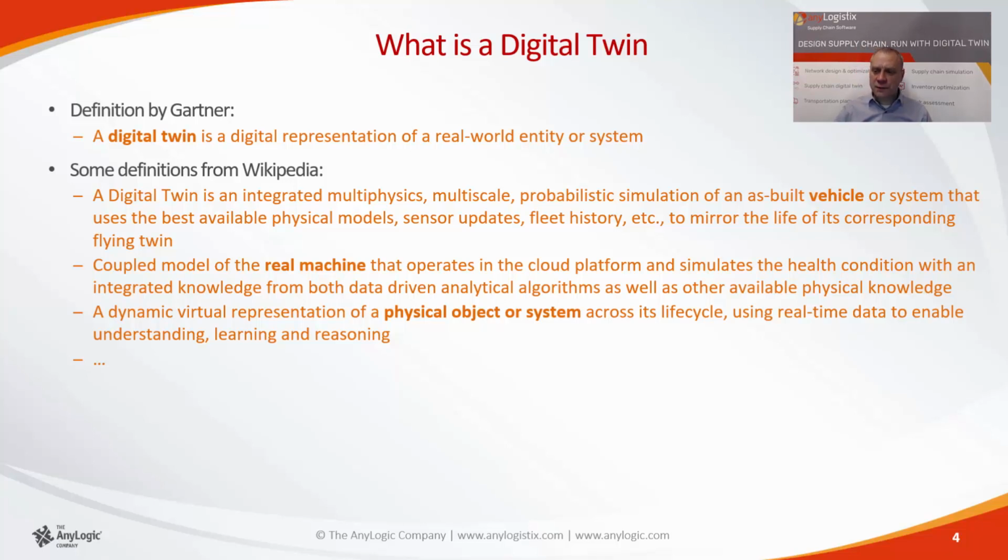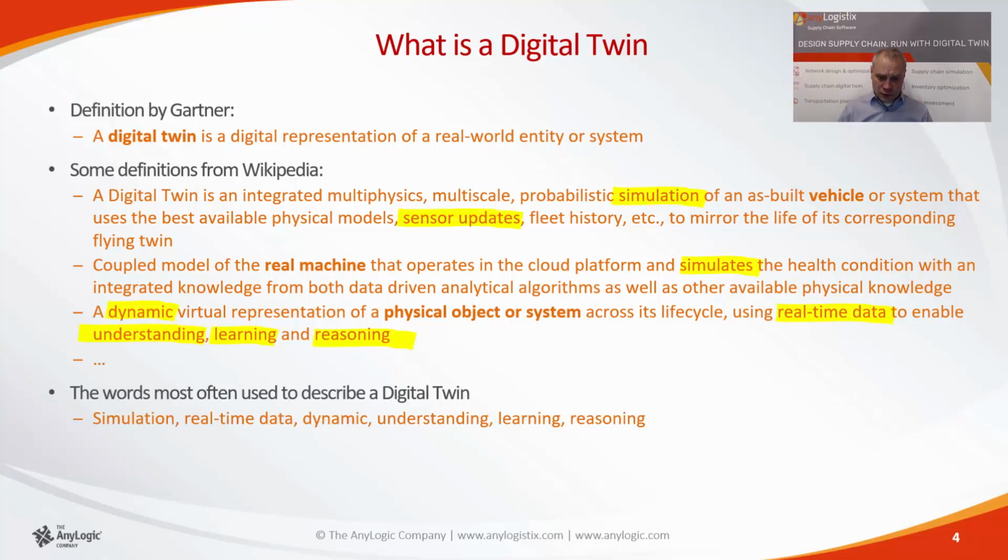For example, in the first definition, they're talking about vehicle. Why vehicle? Then in the second one, they're talking about real machine. In the third one, they're talking about physical object or system. Why is it only physical? But if you look at the words which people use to describe the digital twin, you'll find a lot of similarity here. To describe the digital twin, people mostly use words like simulation, real-time, dynamics, and as a goal or purpose of the digital twin, they use understanding, learning, and reasoning.